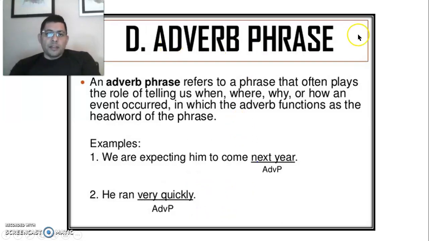Also we have the adverbial phrases or adverb phrases. Again, the principal word is an adverb. "We are expecting him to come next year." Next year is telling me when we are expecting him. And in number 2 we have "he ran very quickly." Very quickly is another adverb phrase. So if you see, I have an adverb very, and I have quickly, which is an adverb. And we already explained in our previous classes how adverbs work. Remember that adverbs tell us when, where, why, and how things occurred. For example, next year, very quickly. So these are adverbs, and immediately we call them adverbial phrases.